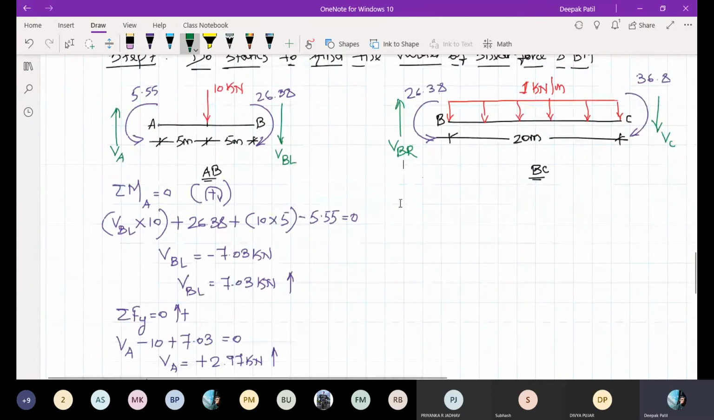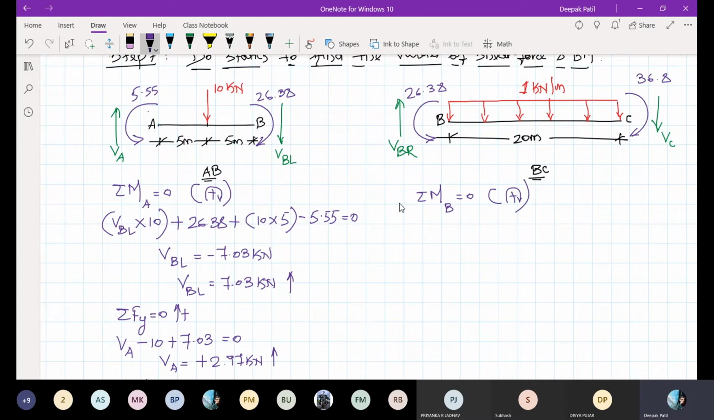Now once again I have to apply the same. Let me start by applying moment at B equal to 0. Now I'm in span BC. So moment at B equal to 0, taking clockwise moments as positive. I should come from this side. VC at B will cause clockwise or anti-clockwise? Clockwise. So VC into what? 20. VC into 20.